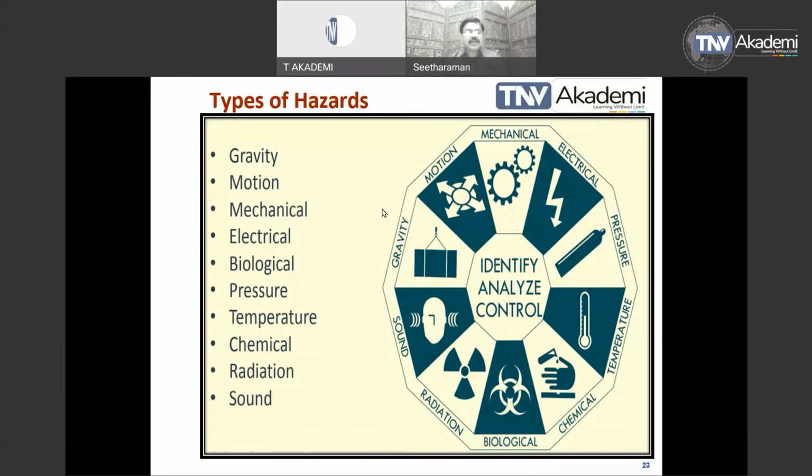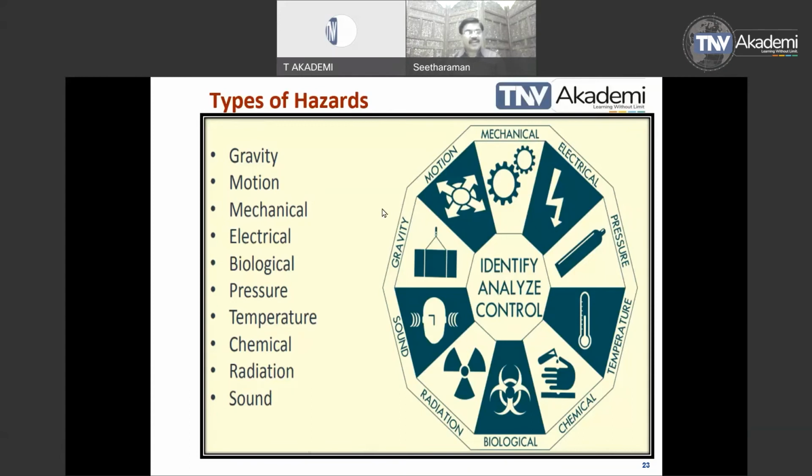Then pressure, something which is under high pressure, like compressed gases and cylinders under pressure. That can be a pressure related hazard, and the injury can be very severe there. Temperature, hot surfaces, is going to cause burn injury. Sometimes pressure and temperature come in combination, like steam, which has high pressure and high temperature. That is really the worst scenario if you are exposed to steam. So we need to be aware of that as a hazard.